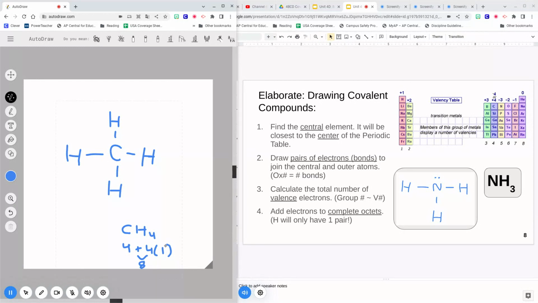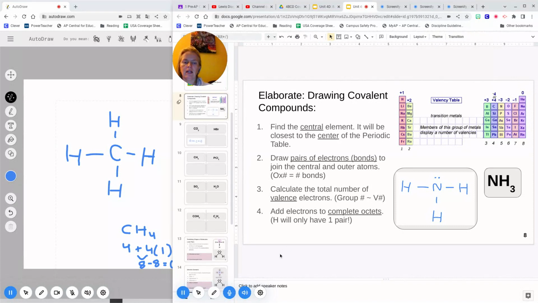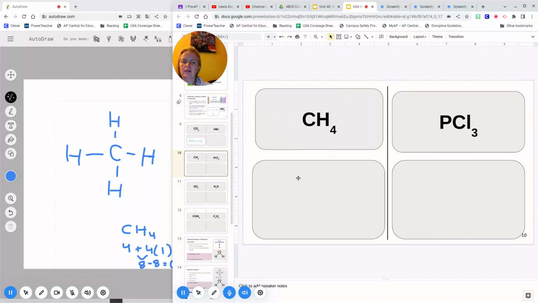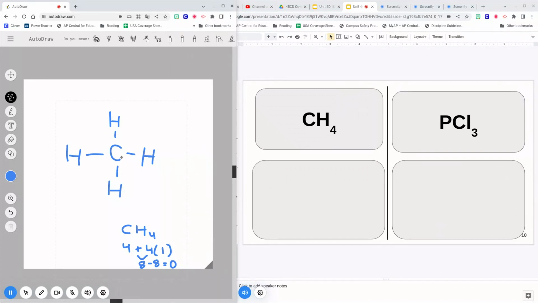Let's count how many valence electrons we already used. 2, 4, 6, 8. So if I subtract the 8 electrons that are being used in the bonds, I don't have any valence electrons left over. So the last step would be to make sure that each of the elements in this compound has a complete octet. So carbon has 2, 4, 6, 8. So carbon is happy. Hydrogen is only looking for 2 valence electrons, and it gets its 2 valence electrons from the bond, so hydrogen is happy. So our compound is complete.